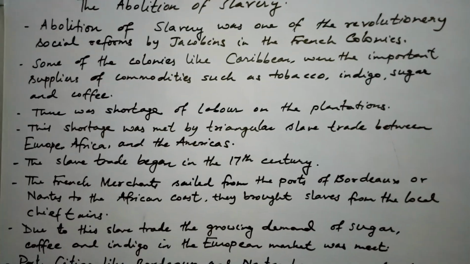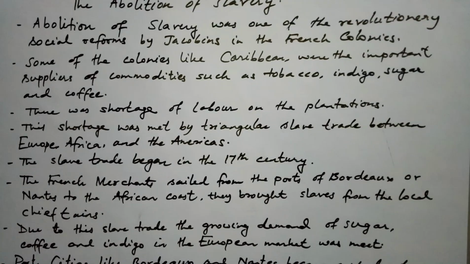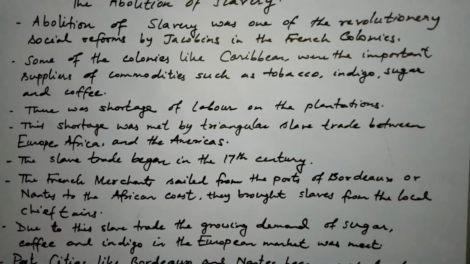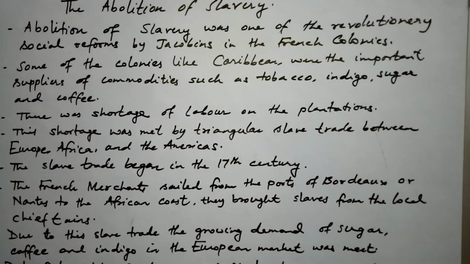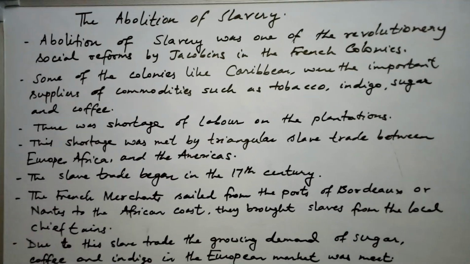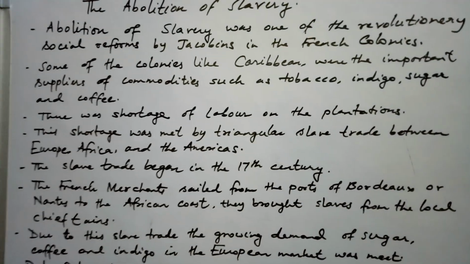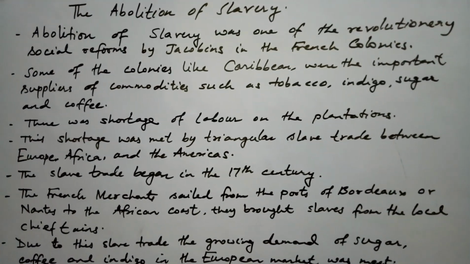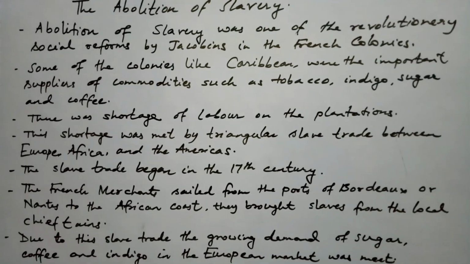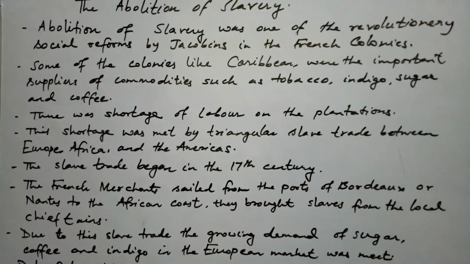Some of the colonies like the Caribbean were important suppliers of commodities such as tobacco, indigo, sugar and coffee. Now we have an example of a colony called the Caribbean, and it was an important supplier of commodities like tobacco, indigo, sugar and coffee.